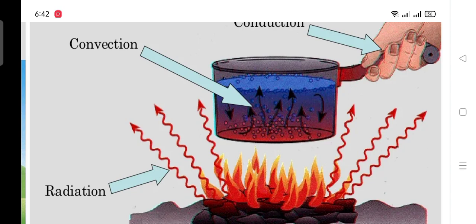Students, I think all of you got today's topic, and the homework for you is to write different examples of all three types of heat transfer.